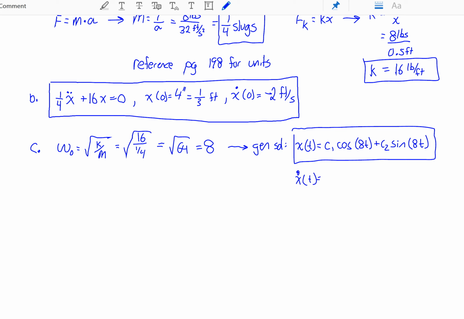So remember our velocity function, take our derivative. The derivative of C1 cosine of anything is negative C1 sine of the anything times by the chain rule, the derivative of the anything, plus the derivative of C2 sine of anything is C2 cosine of the anything times by the chain rule, the derivative of the anything. This is our velocity function.